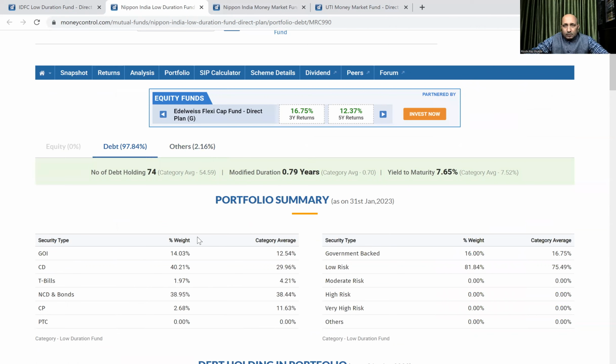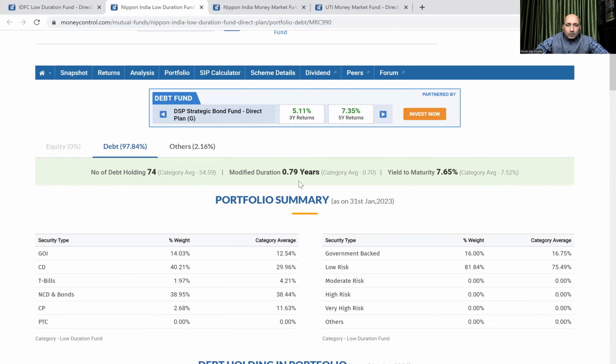Of course, this yield will increase in comparison to the ultra short fund. Here, we can expect a little bit extra return. And we can see here the modified duration is given as 0.79. So if it is less than 1, it is good.